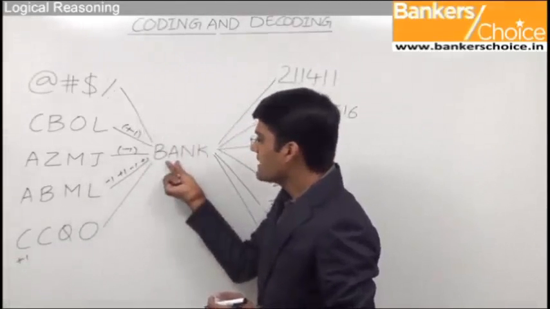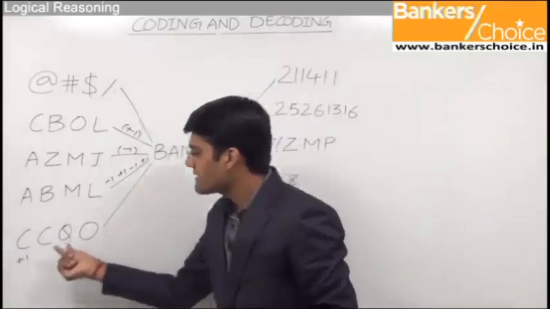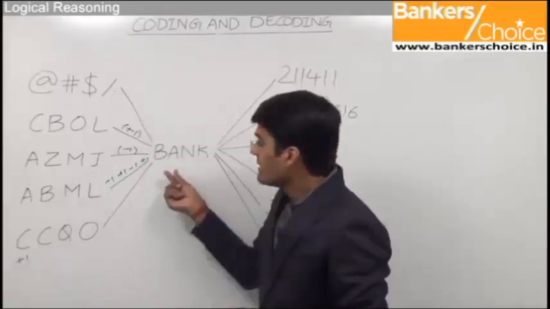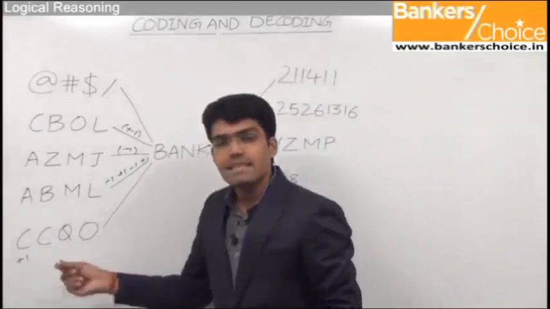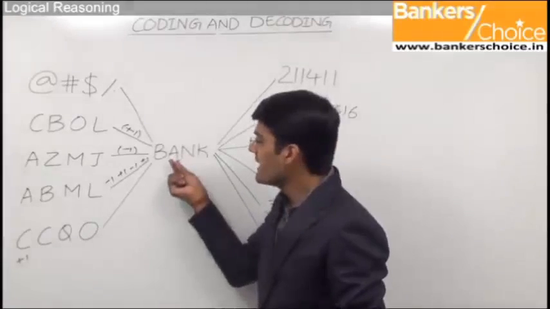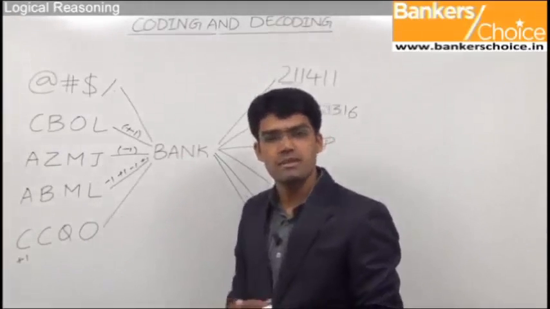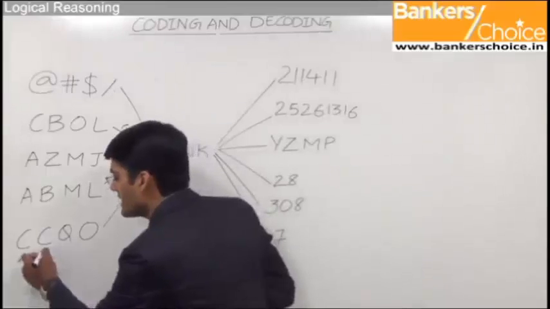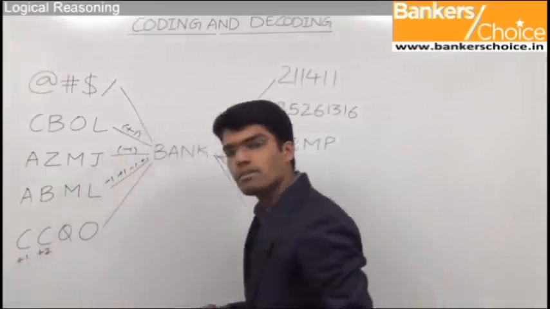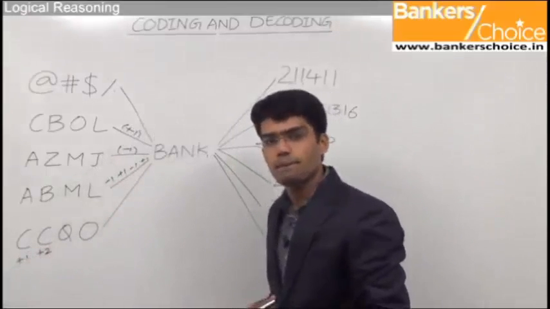If we move to the second letter A, it has been taken as C in the coded form. And the distance between A and C is 2. That means the letter A is shifted by 2 positions in the forward direction. So we can say that the C here in the coded form is 2 places away from A.